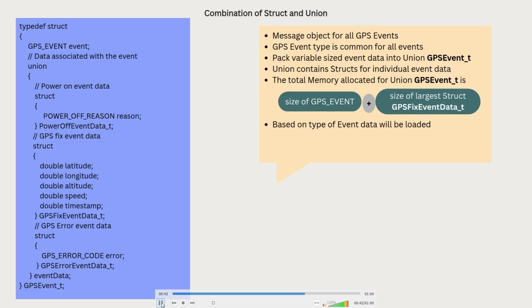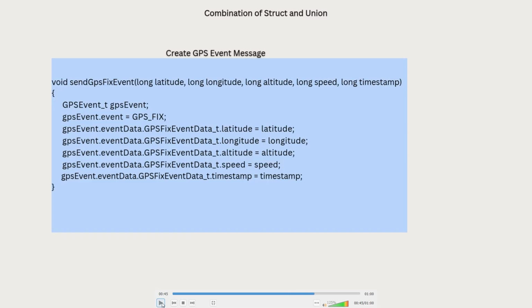Let's see how we can encode and decode the event. To encode, let's say you want to send a GPS fix event with this latitude, longitude. I will just create a GPS event, assign the event to GPS fix, copy the data, and then I can send it. At the last I can call the function to send the event. Like this you can create it simply. If you don't have this setup, then you need to do a lot of things for encoding. So the encoding is very simple. We will see the decoding also.